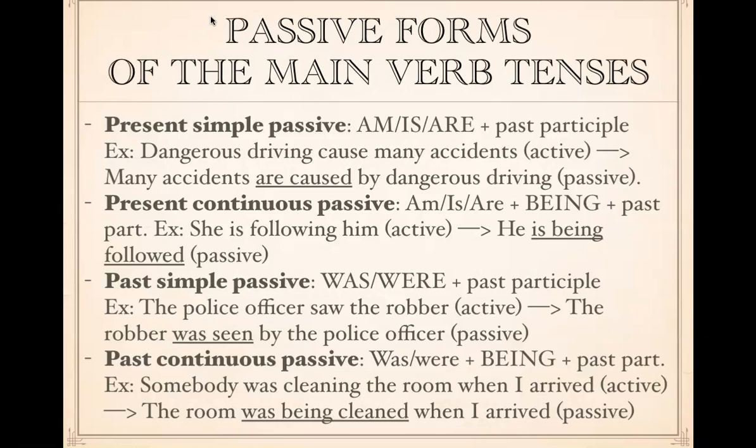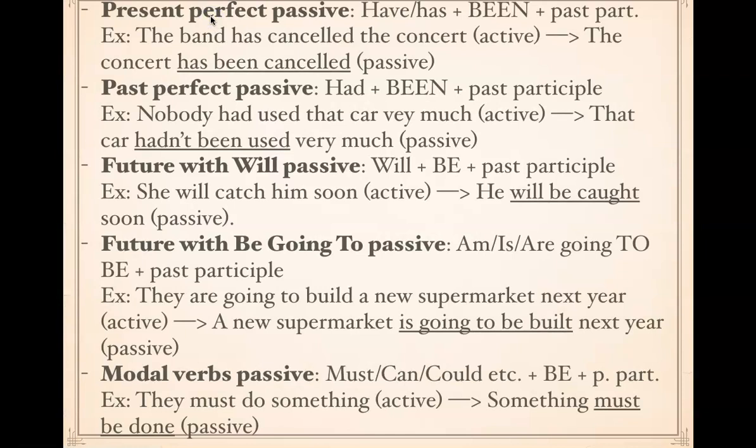The past continuous is composed by was or were, then being, and the past participle. Somebody was cleaning the room when I arrived is the active sentence, and the passive is the room was being cleaned when I arrived. Then, of course, we have the present perfect, which has have or has in the first place, then been, and then the past participle. So the active sentence could be the band has cancelled the concert, and the passive is the concert has been cancelled.